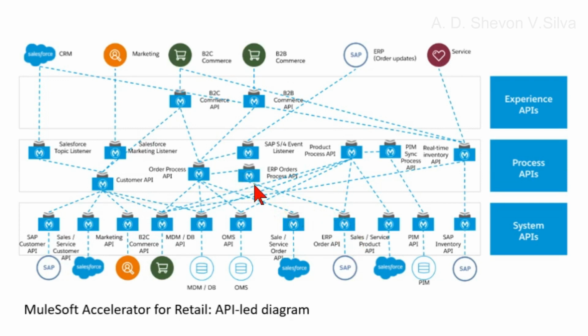The inventory process API supports the following functionality: get inventory availability from SAP S4 HANA to B2C Commerce Cloud or B2B Sales Cloud Service. Also asynchronously update inventory in B2C.